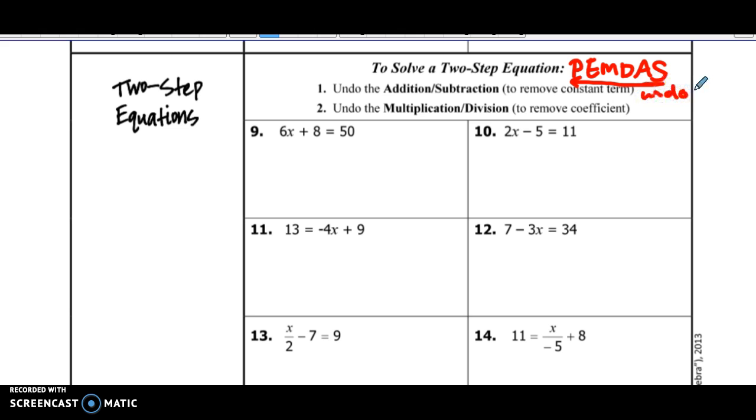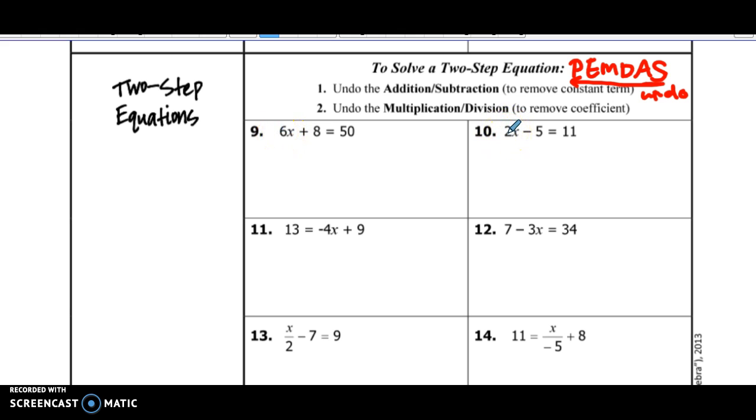And this is simply because we are undoing things. So it's kind of like a puzzle. We can put things together and then take it back apart. When we're undoing, we are in the taking back apart phase. So first, we're always going to undo the addition, subtraction, and that's going to remove that constant term. My second step will always be to undo the multiplication or division, and that's going to remove the coefficient. So whatever number is being multiplied by x.